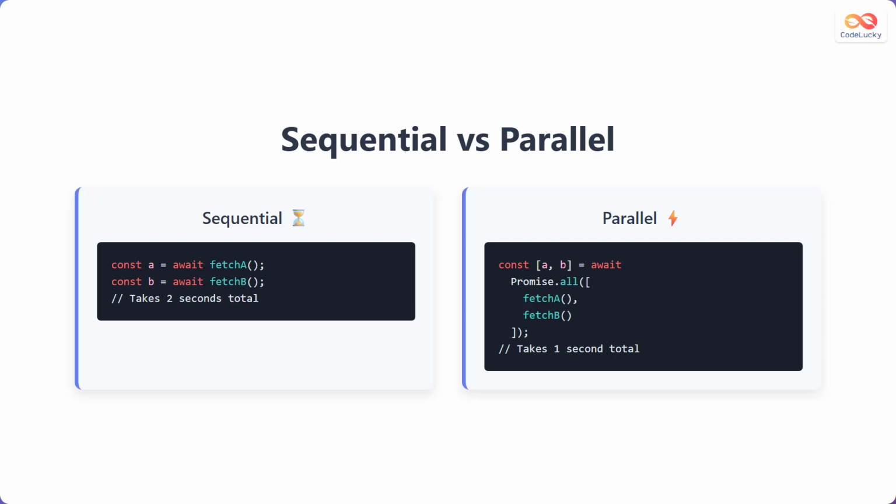This means both fetches start at the same time, and the total time taken is only 1 second, assuming both complete within that time frame. Choosing between sequential and parallel execution depends on whether the operations are dependent on each other.